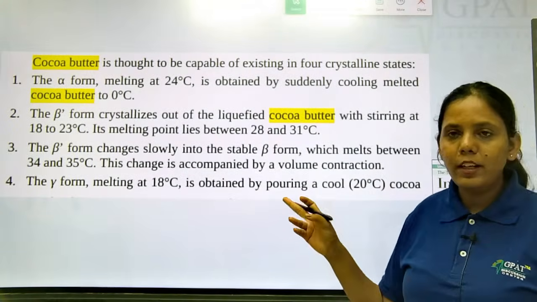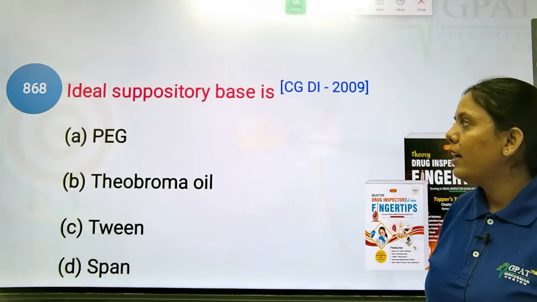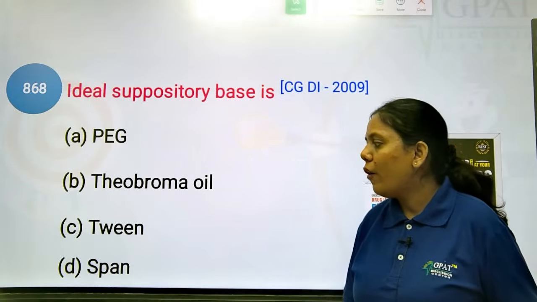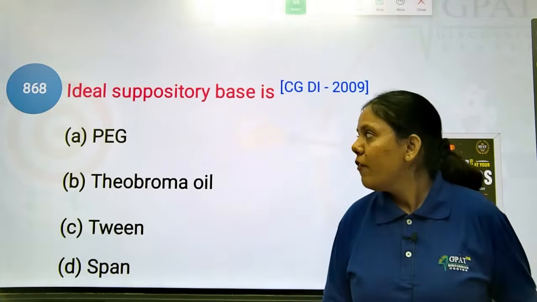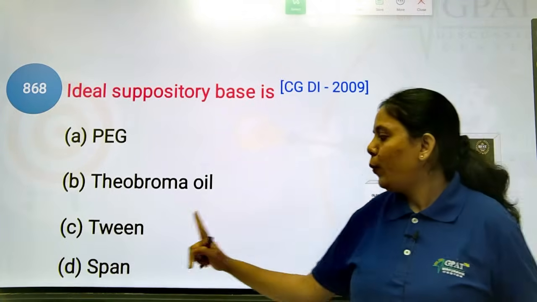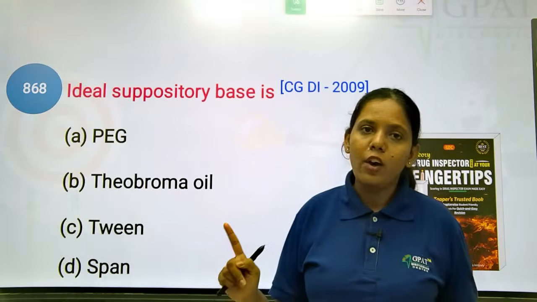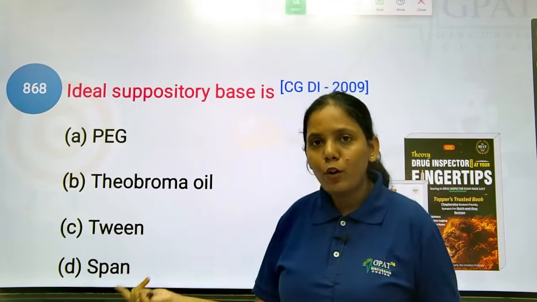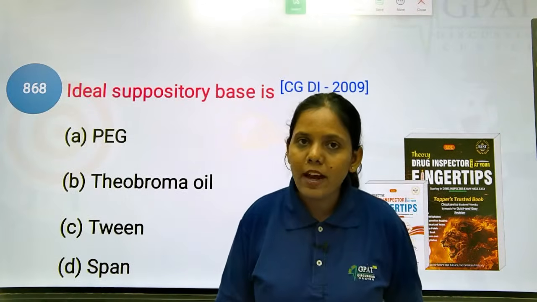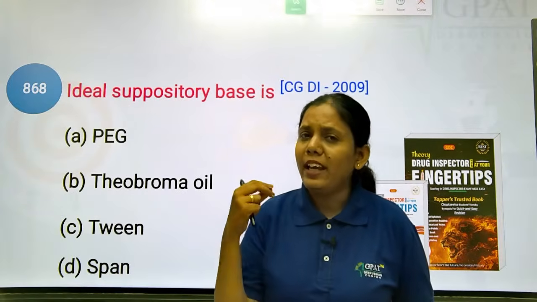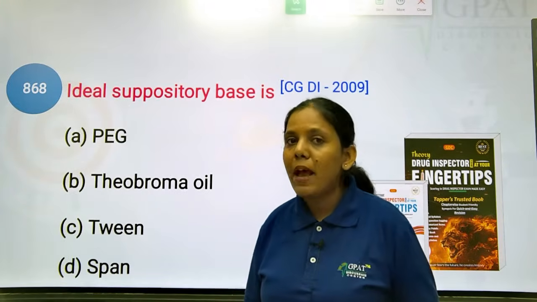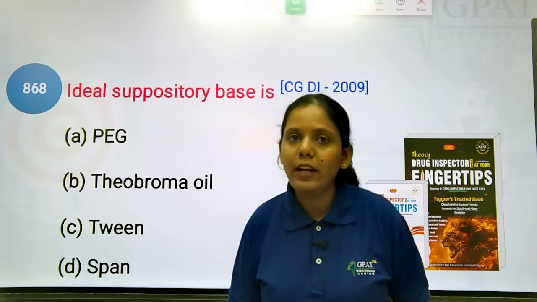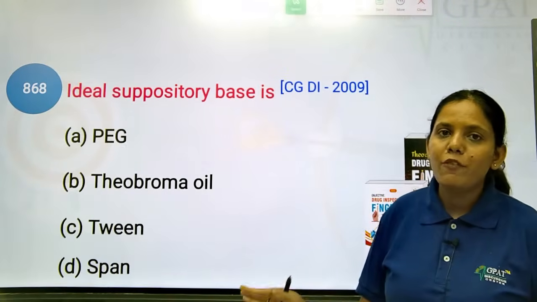Beta dash, you can see 34 to 35, so we use that form. Okay? Ideal suppository base is polyethylene glycol, theobroma oil, Tween or Span. First of all, PEG is there. Tween and Span are not your ideal suppository base. They are surfactants. Tween is hydrophilic, Span is lipophilic surfactant. Of them, only Span 60 is solid, but Tween 20, Tween 40, 60, they are liquid in nature. They are not meant for suppositories.